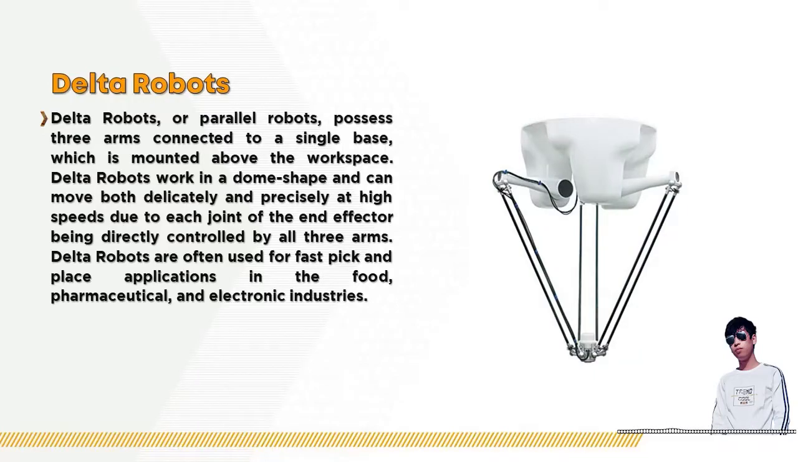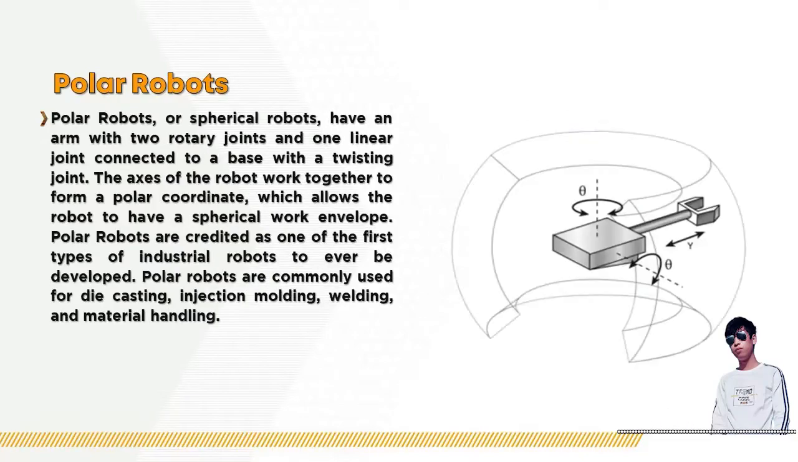Next is the Delta robots. Delta robots or parallel robots possess 3 arms connected to a single base, which is mounted above the workspace. Delta robots work in a dome shape and can move both delicately and precisely at high speeds due to each joint of the end effector being directly controlled by all three arms. Delta robots are often used for fast pick and place applications in the food, pharmaceutical, and electronic industries.